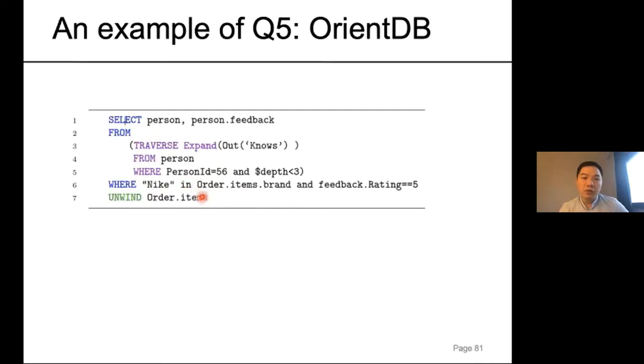So furthermore, to access the embedded JSON document, it has to flatten the nested documents to multiple single row documents, like on line 7, the unwind will flatten all the items array.